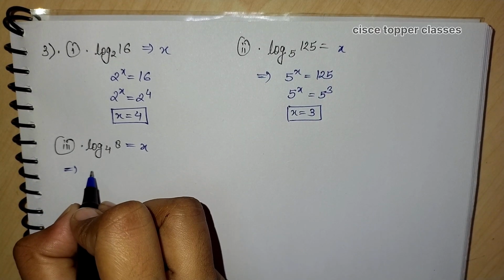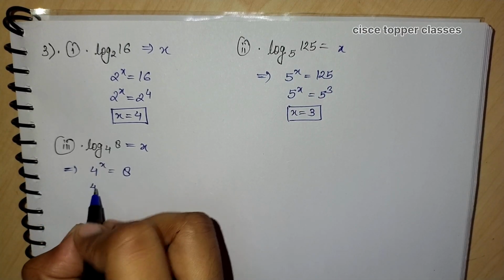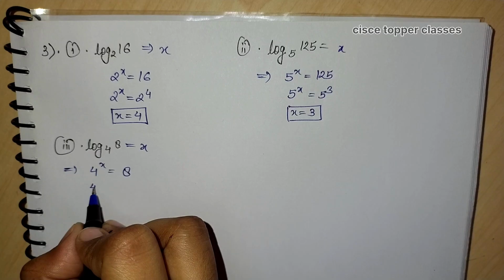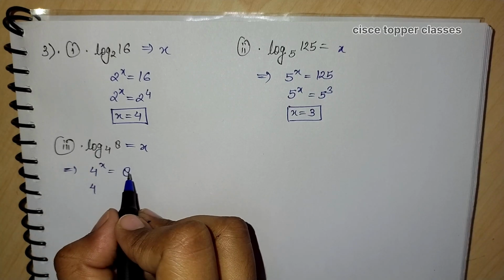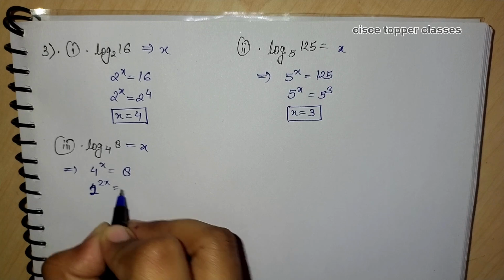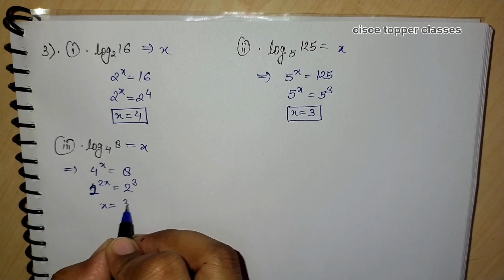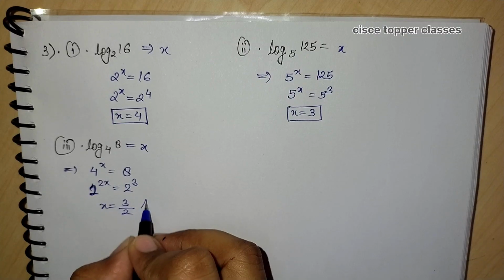Now the third question here is log of 8 with base 4 equal to, firstly let it be x, and it will be 4 to the power x equal to 8. So 4 to the power x we have to write in the form of 2 only. It is 2 to the power 2x from here, and it will be 2 to the power 3. On comparing the exponent powers, we will get 3 by 2 as the final answer here.